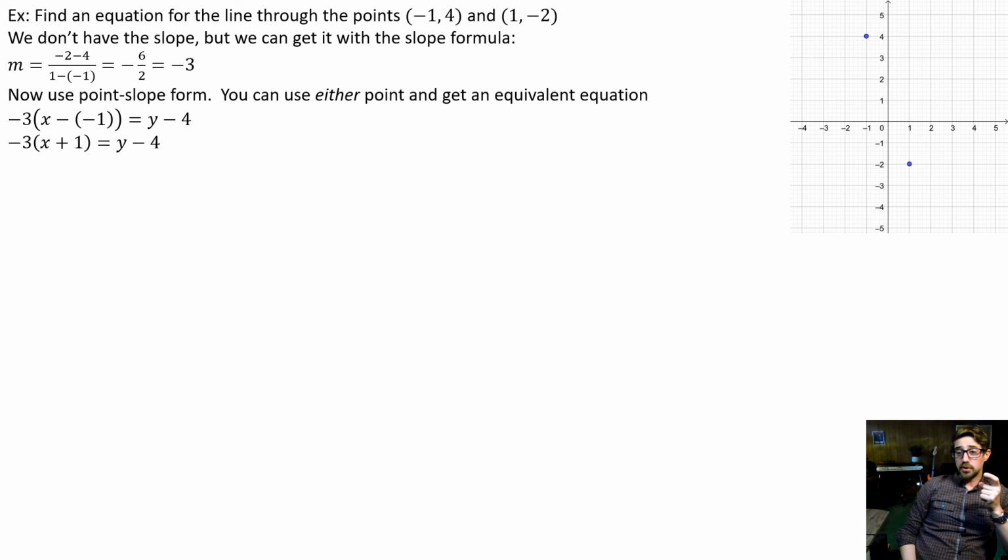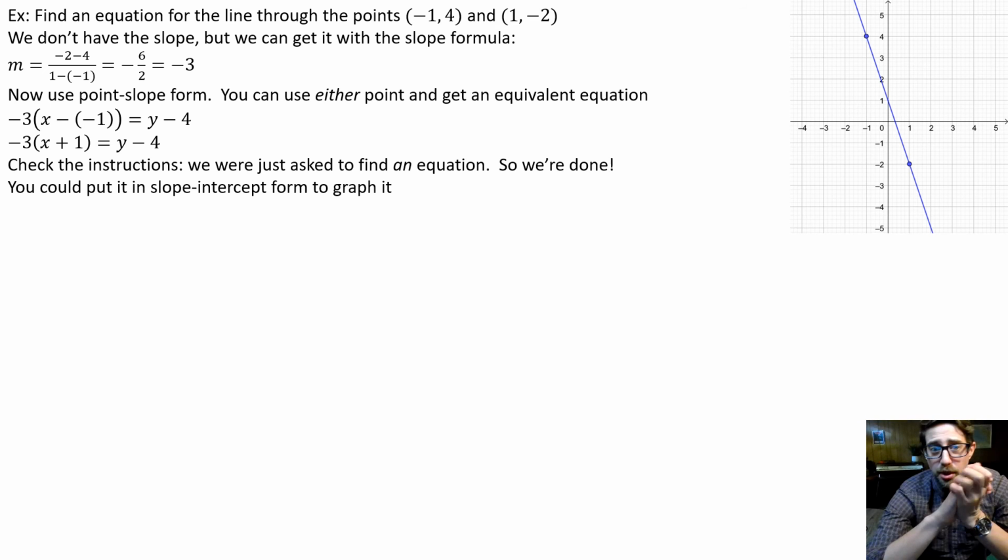And now here's a hot tip. Go back to the beginning, to the setup of the problem. We always want to make sure we're doing everything we're asked. So I just said find an equation. I didn't say find the equation in slope-intercept form. So technically we're done.